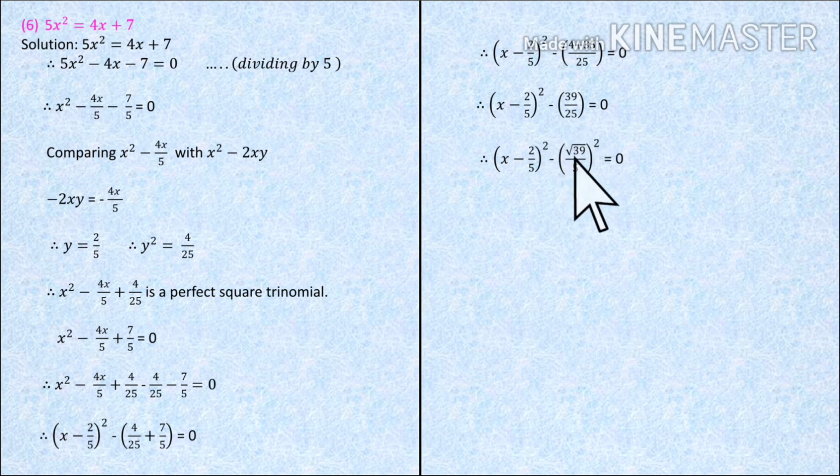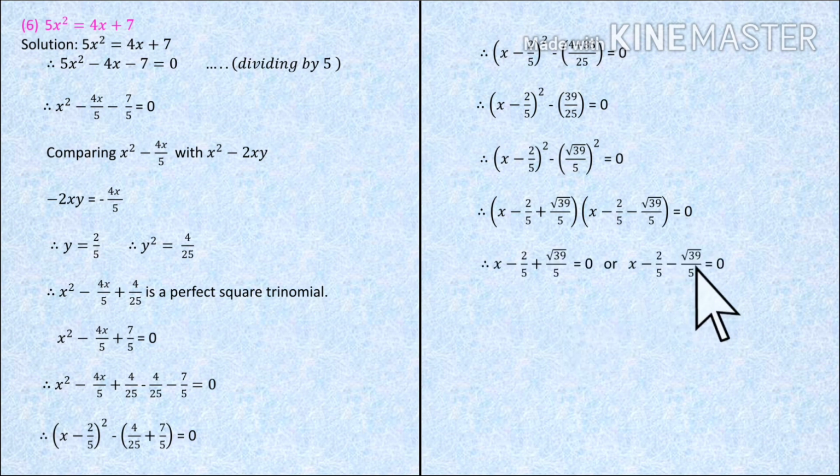Now 39 upon 25, write its root and square the bracket. So (x minus 2 by 5) whole bracket square minus (root 39 upon 5) whole bracket square. 25, root of 25 is 5. Therefore we can write (root 39 by 5) whole bracket square. Then (x minus 2 by 5 plus root 39 by 5) in one bracket and (x minus 2 by 5 minus root 39 by 5) in another bracket. Equate each term to 0.